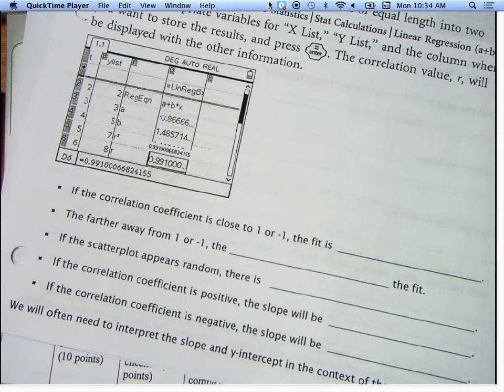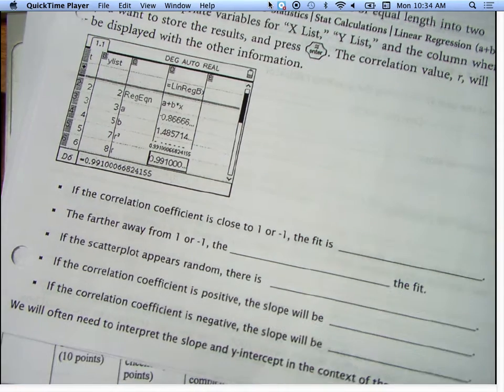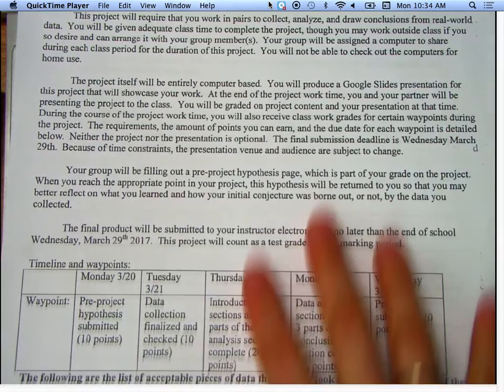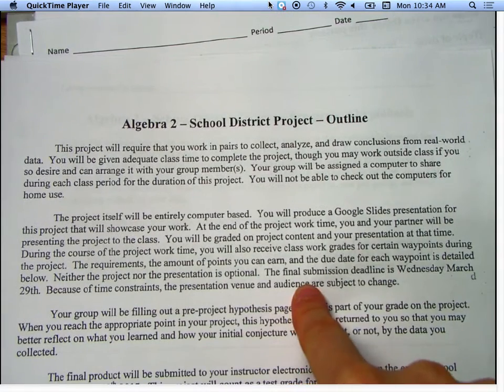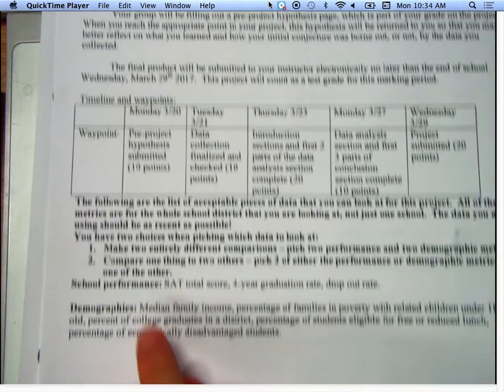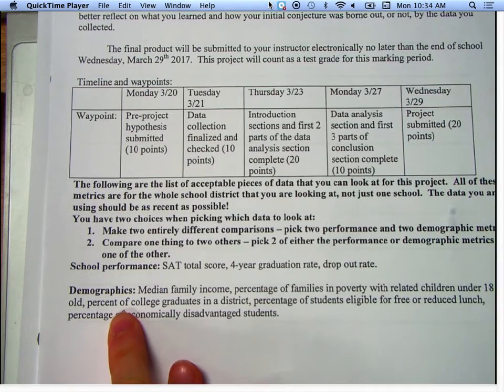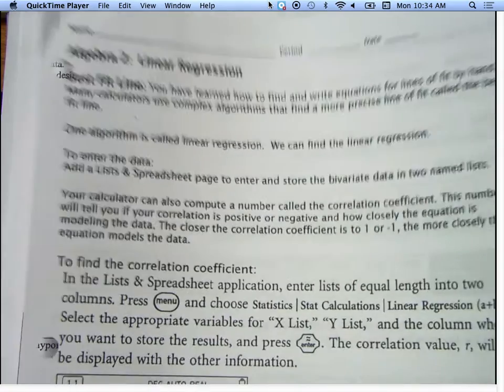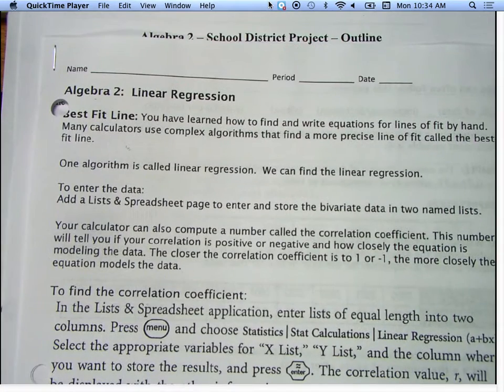To help us with understanding correlations so that you can do your project. Okay? Remember, your project is your school district project. All this information is online, all about comparing school performance to demographics. Okay? So we're going to look at this linear regression.